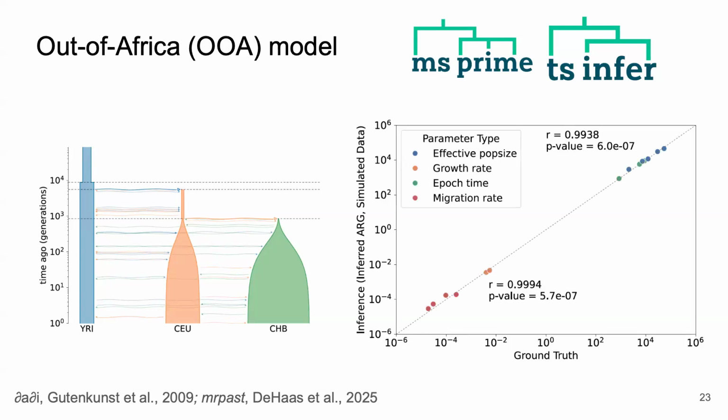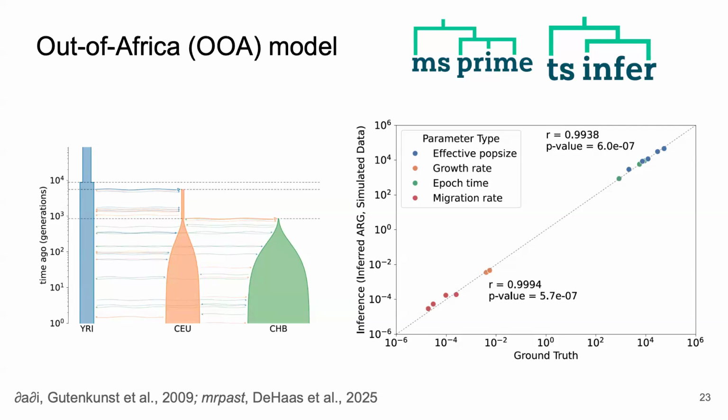So we infer ARGs based on simulated data under this 3 population out of Africa model. And this is the African population with a population size change at this time point. And then this population splits into 2 populations. This represents the out of Africa migration event. And then the European population has a change in effective population size. There's another split into the Chinese population. And then in recent times, there's also exponential growth in the European population and the Chinese population. And there are migrations connecting the 3 populations.